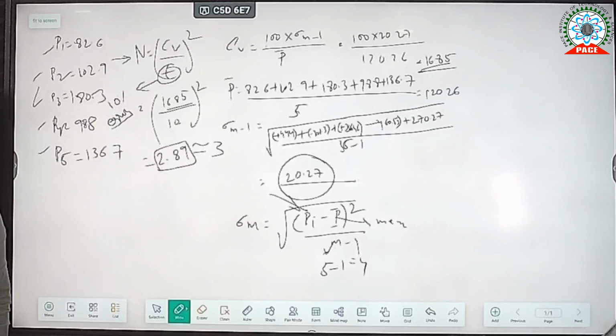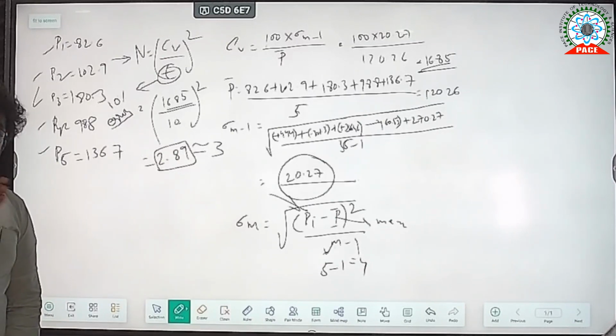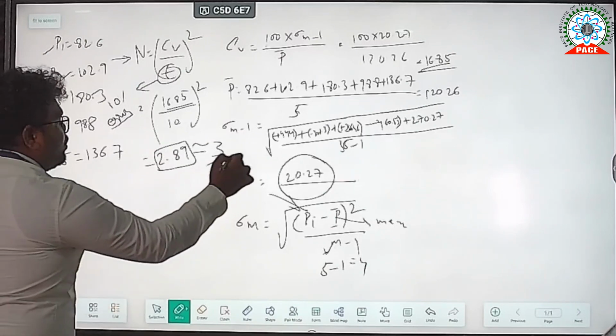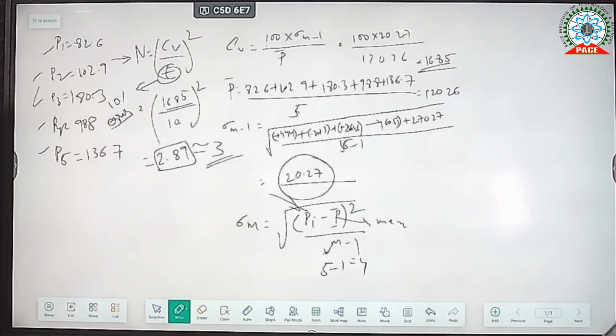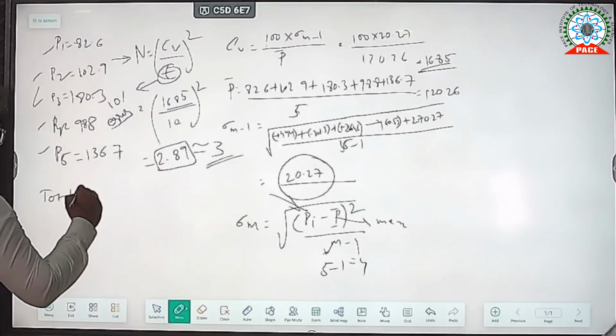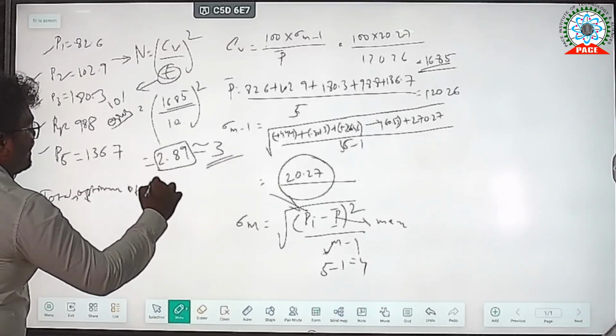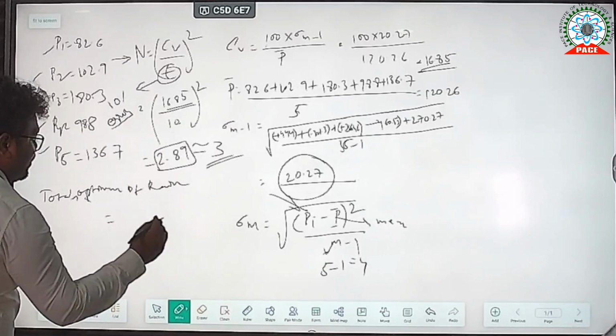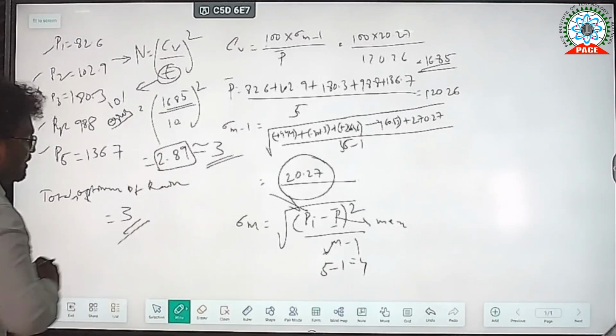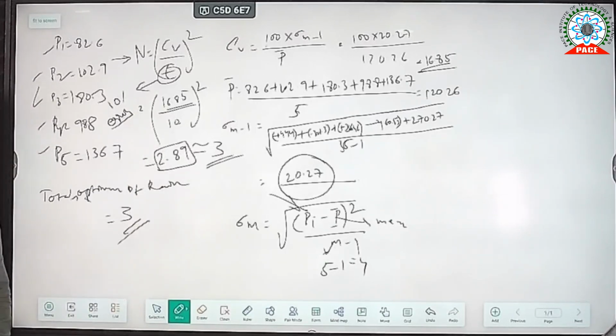But the number of rain gauge stations should be a rounded number, the nearest whole number. We cannot have half a rain gauge station in a particular area. So that's why we round it to the nearest number of rain gauge stations, that is 3. So the total optimum number of rain gauge stations in that particular area is equal to 3. This is how we predict the value. So this is about the rain gauge stations in a particular area.